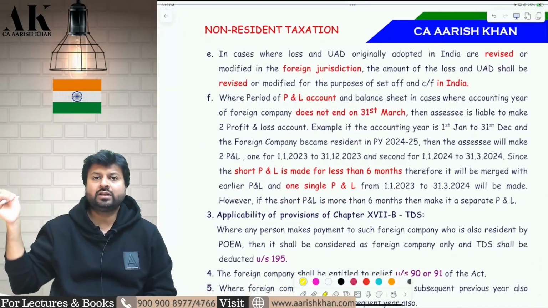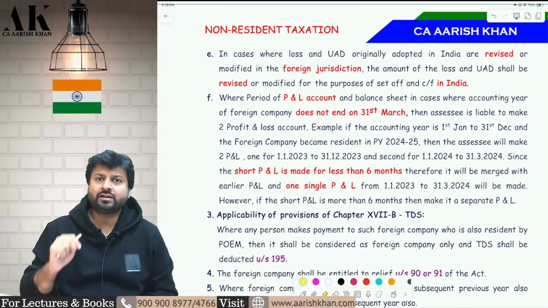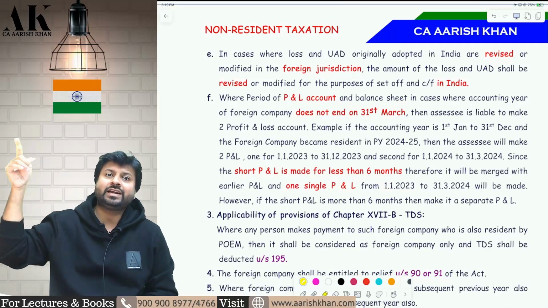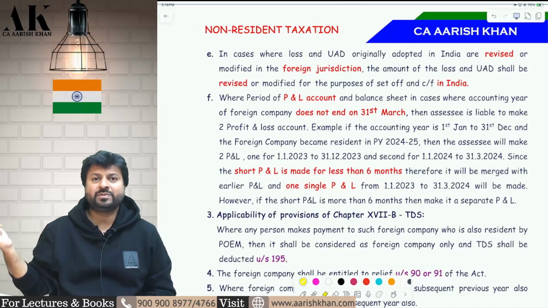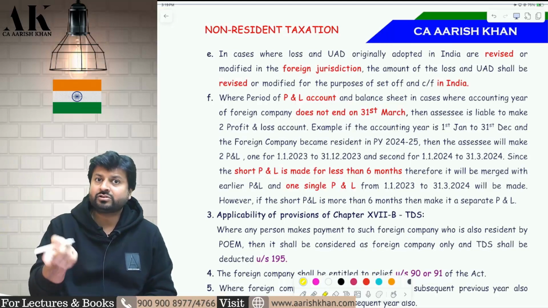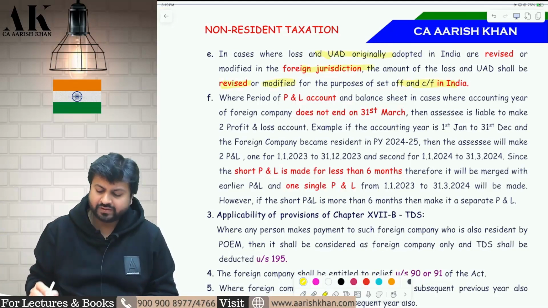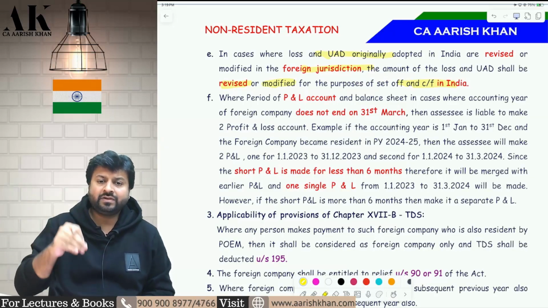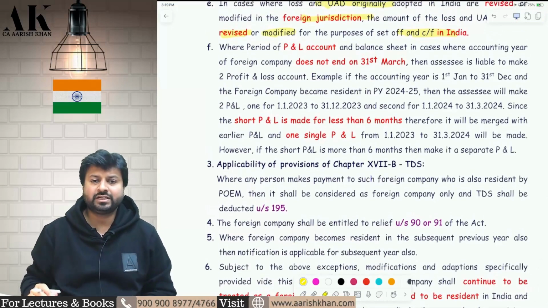Now suppose there is a loss of 22-23 of 10 lakh rupees which I brought into India and I set off that loss. Now in the foreign country, the foreign tax authority is revising that loss to 8 lakh rupees. Is it possible? Yes, in the foreign country there is a reassessment opening and because of that the loss of 10 lakh has been reduced to 8 lakh. So am I also supposed to change in India? The answer is yes. If there is a revision or modification of loss by the foreign authorities, then even in India, you have to change that particular loss under the income tax law. I hope it is clear to all of you.